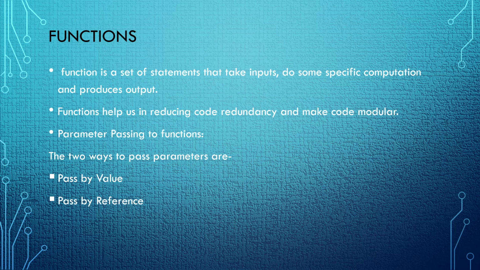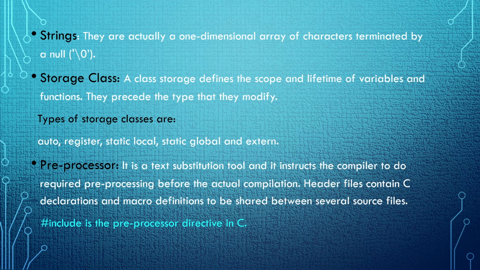Function. A function is a set of statements that take inputs, do some specific computations and produce output. Functions help us in reducing code redundancy and make code modular. Parameter passing to functions. The two ways to pass parameters are pass by value or pass by reference. Strings. They are actually a one-dimensional array of characters terminated by a null character, \0.